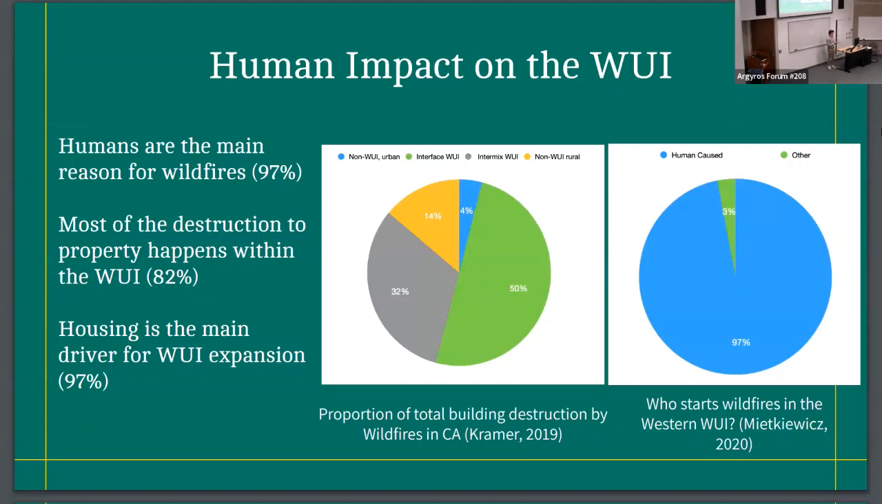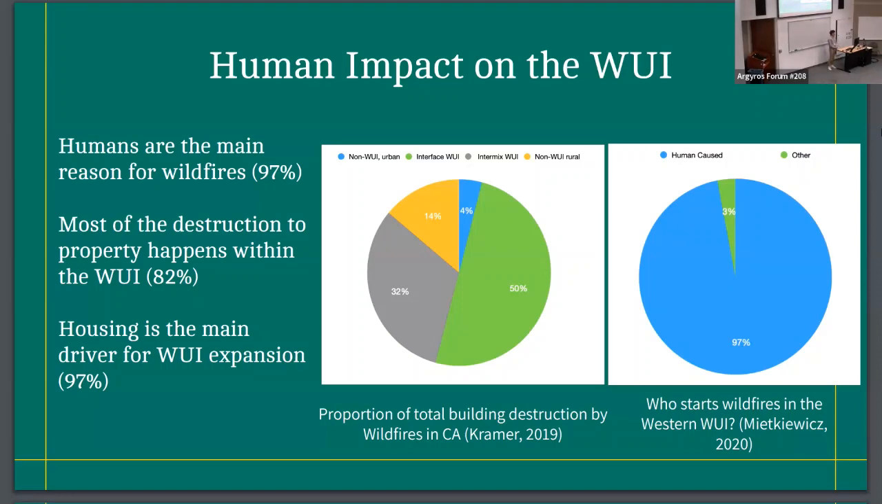I'd also like to mention humans' impact on the WUI. Humans are the main reason for wildfires, specifically within the Western WUI. 97% of wildfires have occurred because of human causes within the WUI, while the other 3% are things like lightning. Also, most of the destruction to property happens within the WUI. We see that 50% is happening in the interface, and 32% is happening in the intermix, and the rest is happening in rural and non-WUI, so like urban areas.